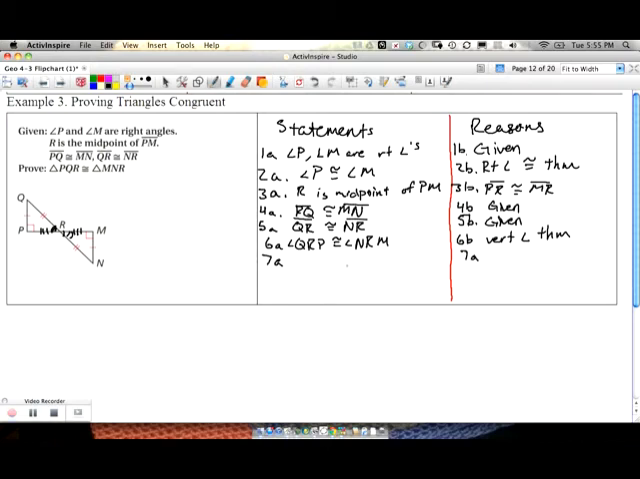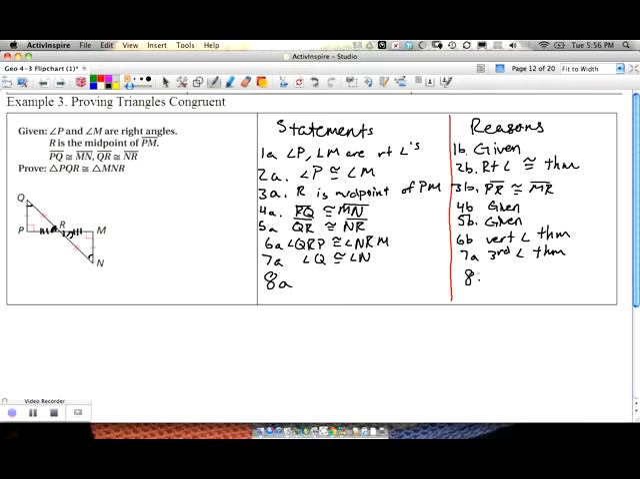Finally, last one, and then we can get to the actual finale of the proof. It's this third angle here. Angle Q is congruent to angle N. Why? Because the first two are congruent, so by the third angle theorem, the third one is also congruent.